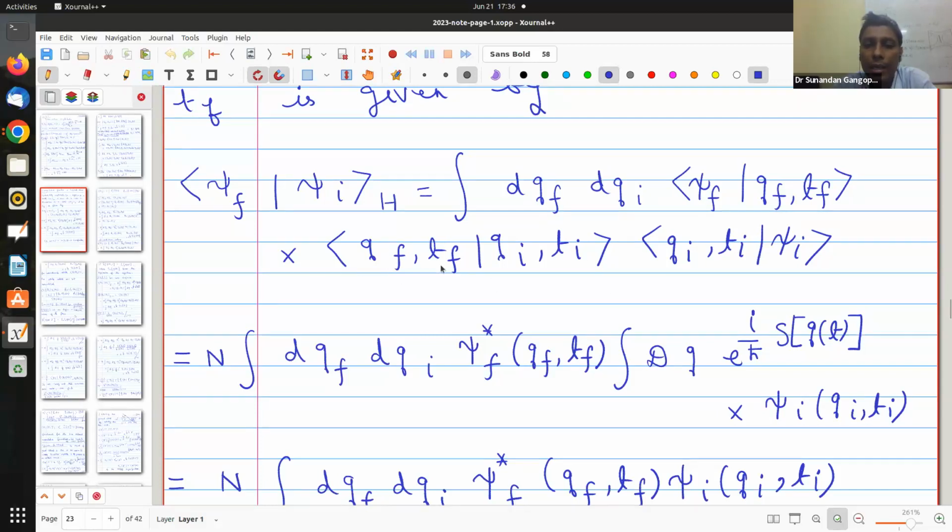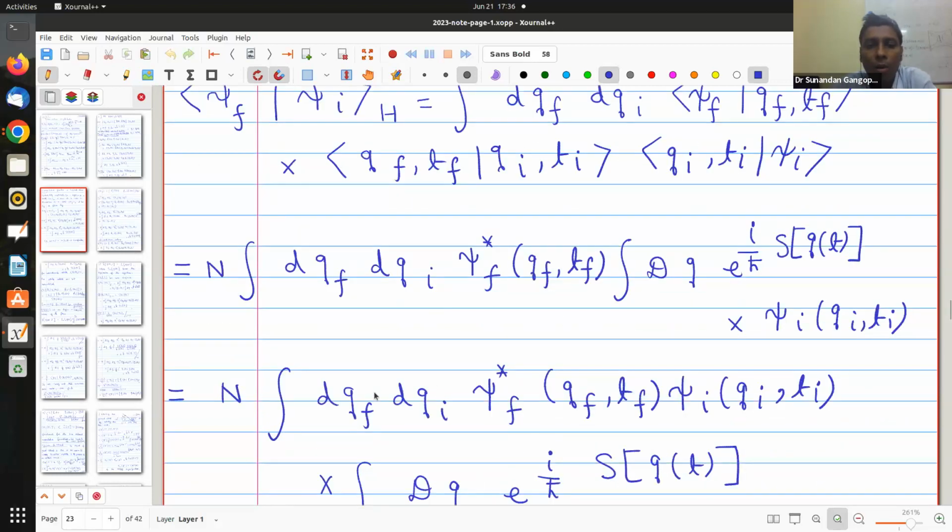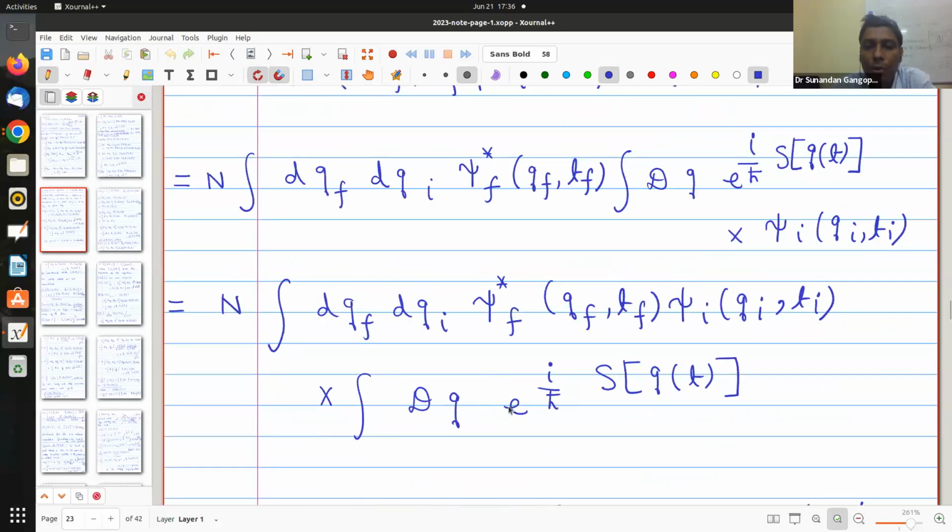And so we can immediately write this QITI QFTF as a path integral over Q, e to the power of i by h bar into action. And once again, the last piece, which is the overlap of ket psi I with bra QITI, is nothing but the wave function psi I at QITI. And now, once we have this step, from here we can straight away go to the next step.